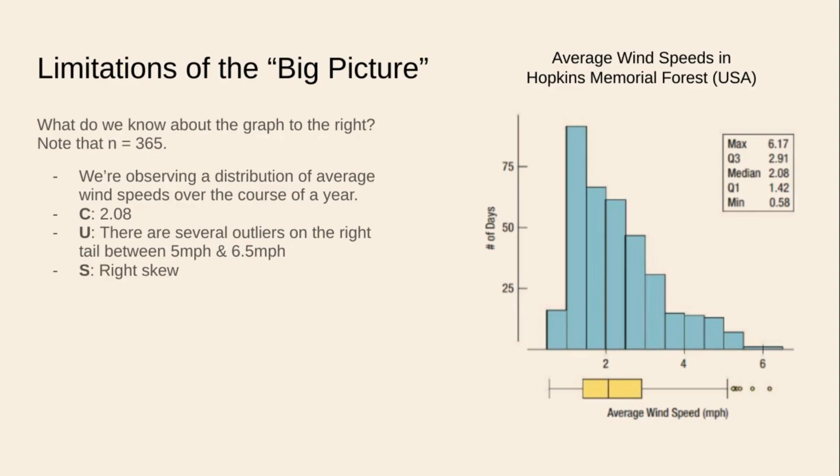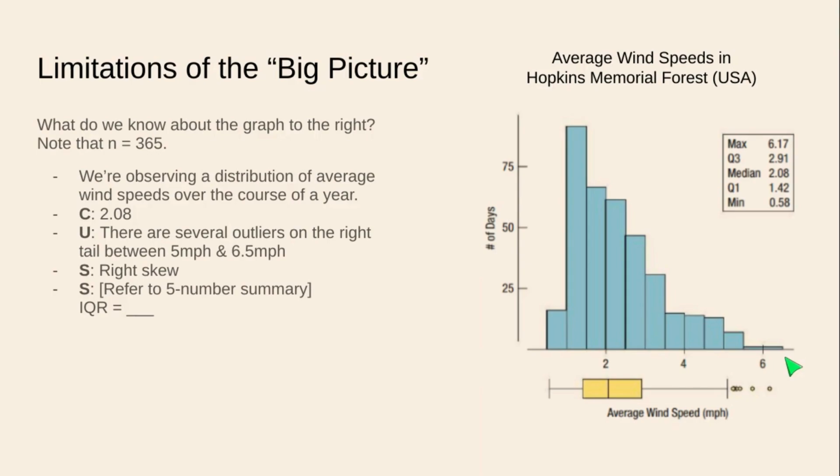So the shape of the data would be right skew. Right skew, we have the bulk of the data on the left-hand side, but we have a long tail out to the right, so it is right skew. And we are now going to talk about the spread of the data.